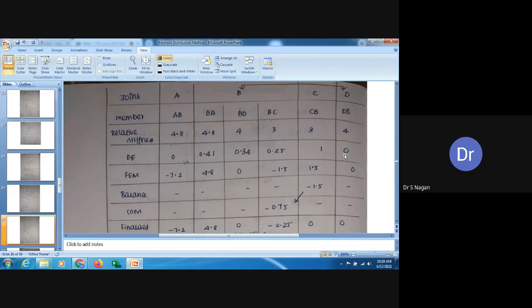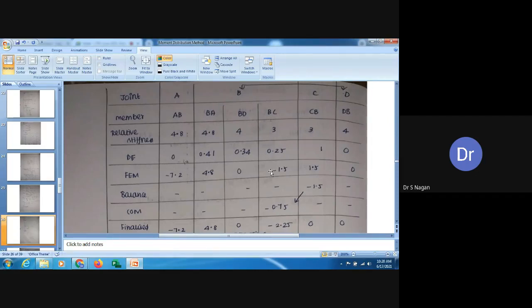Then the new thing in this moment distribution is we have a freely supported end, or hinged support. So first write the fixed end moments: minus 7.2, 4.8 in BA, BD 0, BC minus 1.5, CB plus 1.5, DB 0. The first thing we need to note down is, please see whether you have any free support or hinged support in your problem.